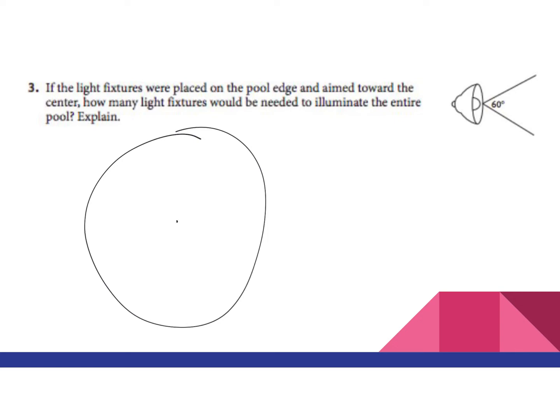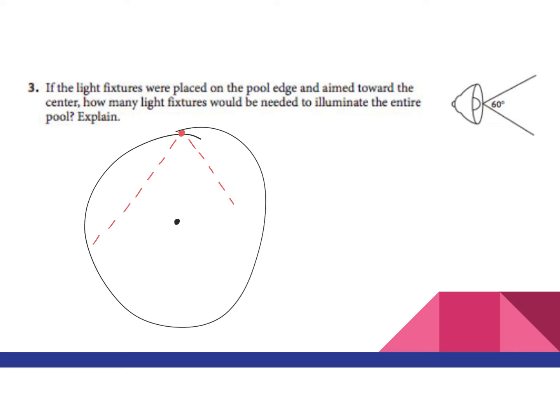Again, we have this center point right here. But now we are taking these lights and putting them on the edge here, not in the middle. So let's think about this. This goes back to what you learned yesterday. Think about if I had a light fixture here, and we know we're visualizing that as a 60-degree angle, and it's opening up this way.